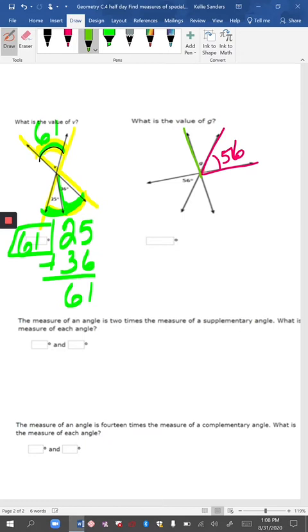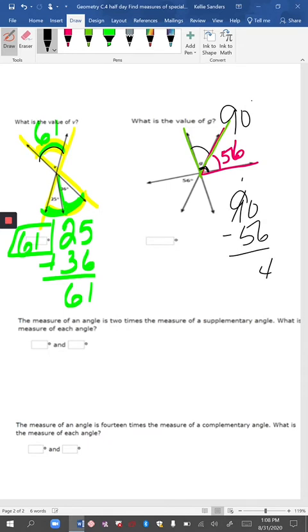We want this one. And inside here was a little red box that says that these two add up to be 90 degrees. So if I'm looking for this one, again, we would subtract and get 34.